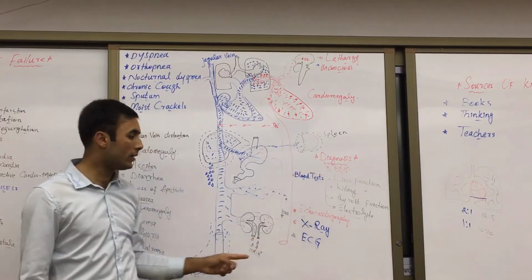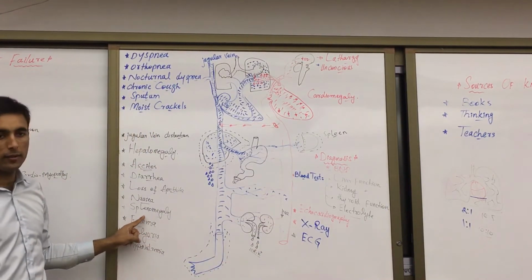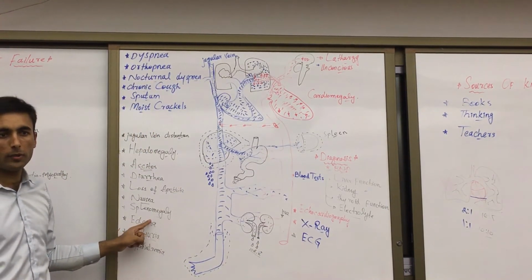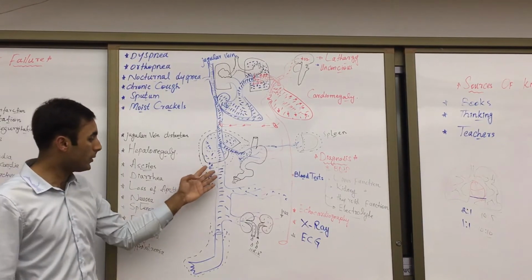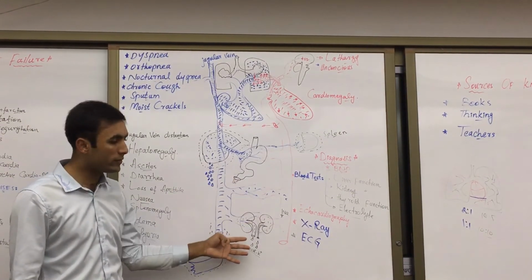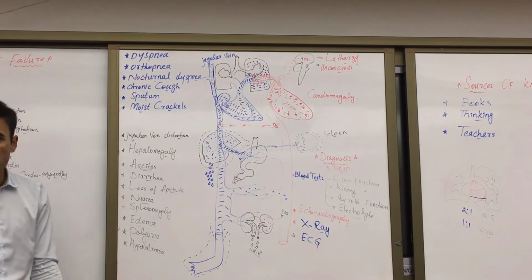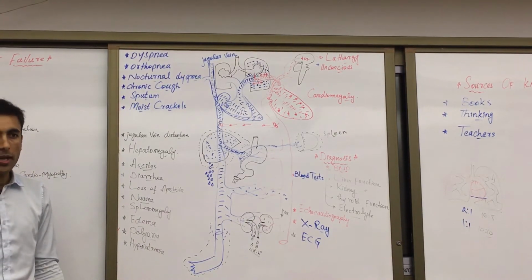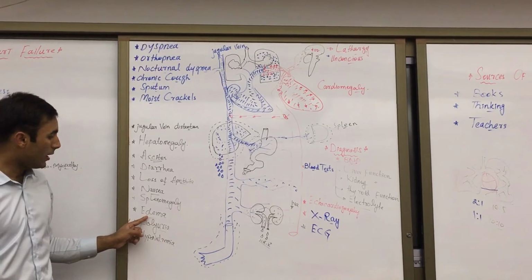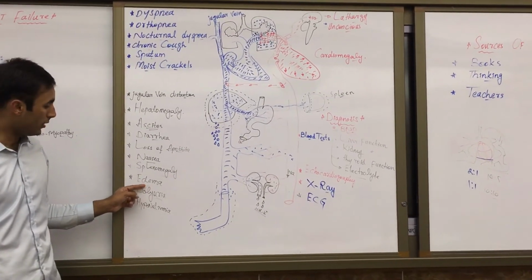This condition is called splenomegaly. On the top, the fluid will start accumulating all over the systemic circulation, and the patient will develop edema in the lower parts of the body. This condition is called edema.